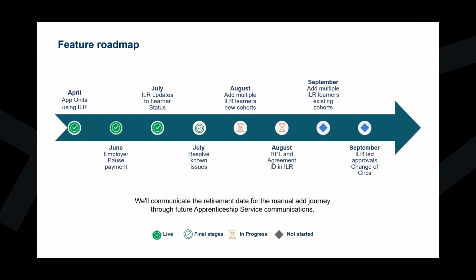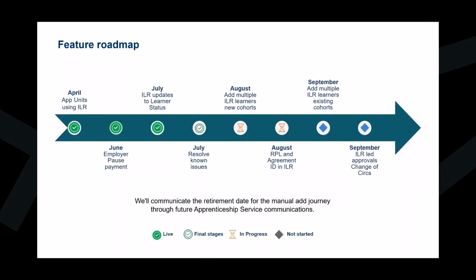So just a quick view. What you can see here is my high-level feature roadmap, listing what we'll be going through today. And as some of you may be aware, we went live with apprenticeship units in April. And that only allows learners to be added using the ILR option. So this was done intentionally in preparation for removing the manual add journey that was anticipated for next month, but now it's been delayed to allow providers some additional time to adapt to that way of adding learners. And the same for the apprenticeships also.